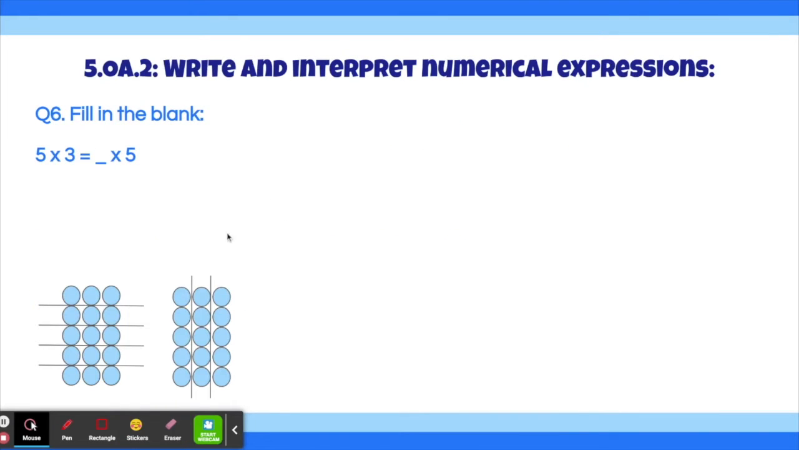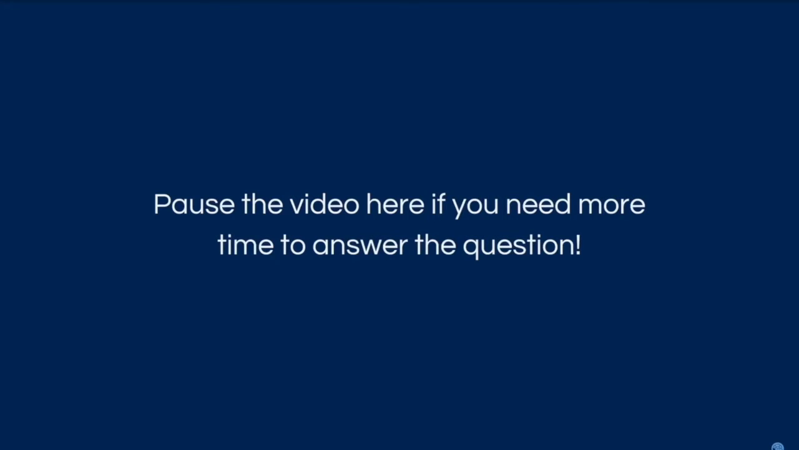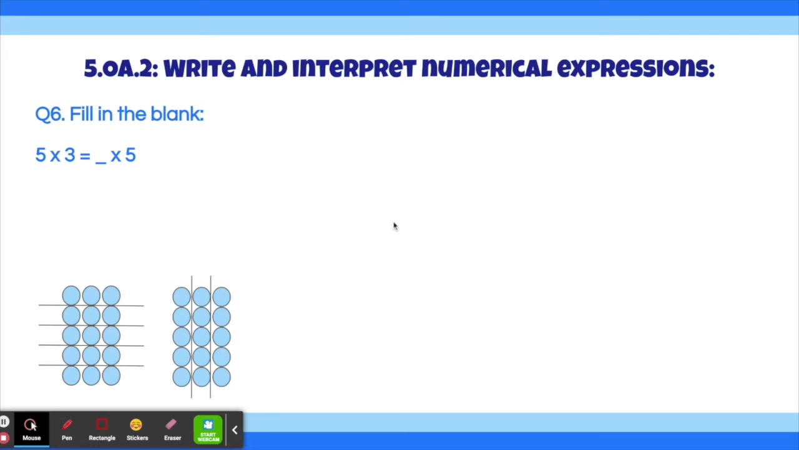Question 6. Fill in the blank. 5 times 3 equals blank times 5. I'll give you guys a few seconds to solve this question. All right, so the answer to this question is 3.